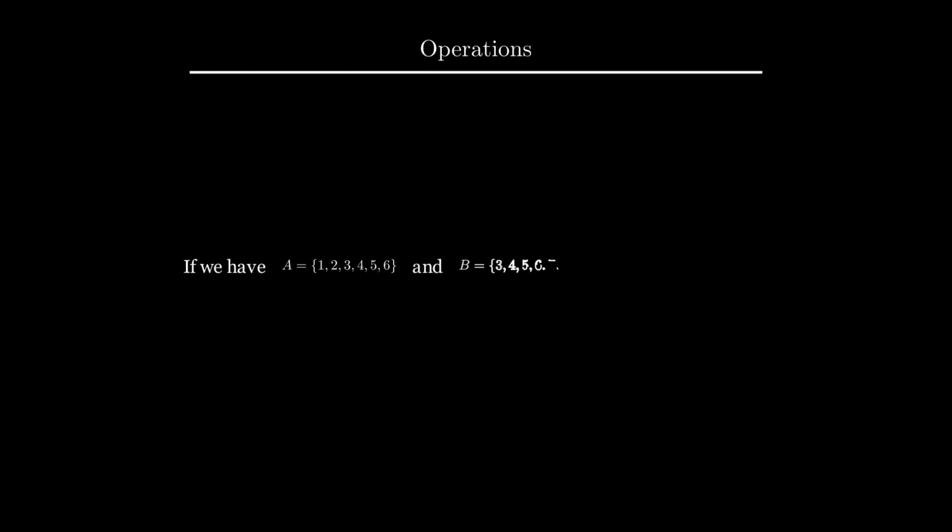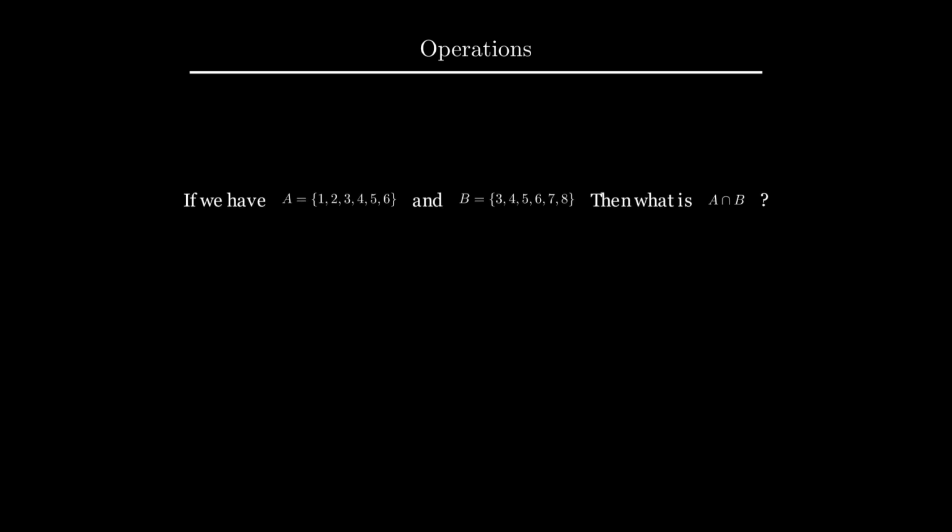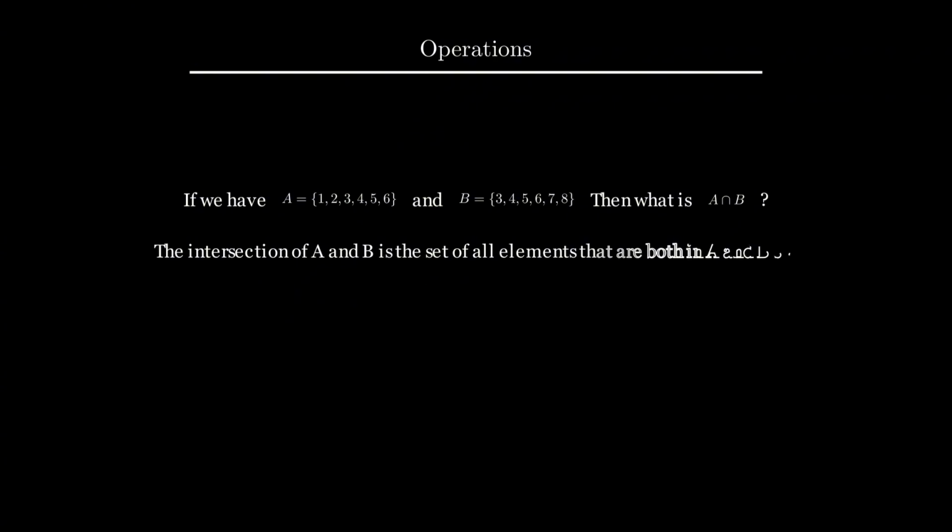Again, you can test yourself. If we have A equal to 1, 2, 3, 4, 5, 6, and B equal to 3, 4, 5, 6, 7, and 8, then what is the intersection of A and B? As we know, the intersection of A and B is the set of all elements that are both in A and B. So, it will get us 3, 4, 5, and 6.